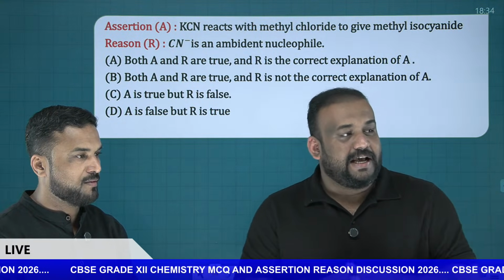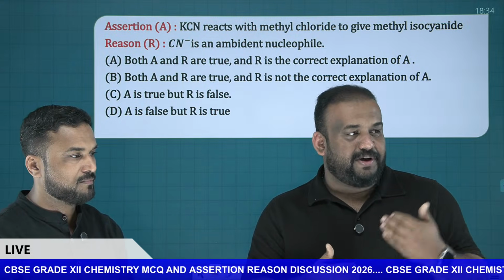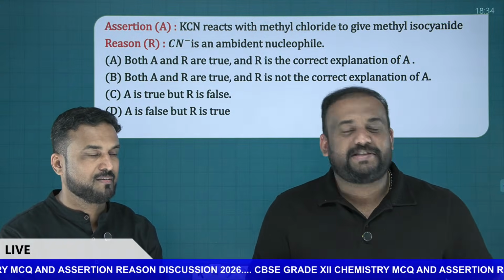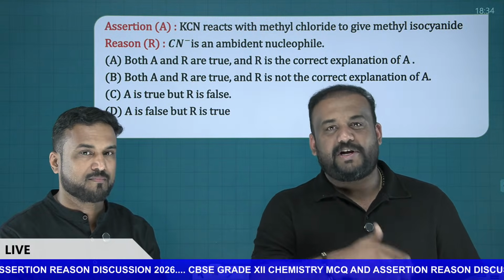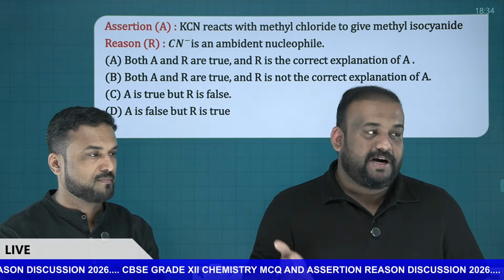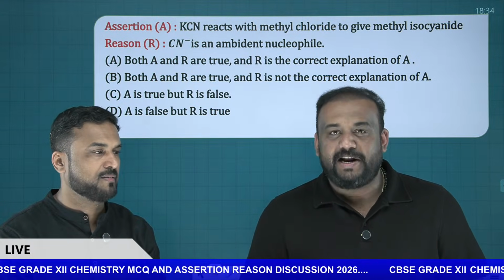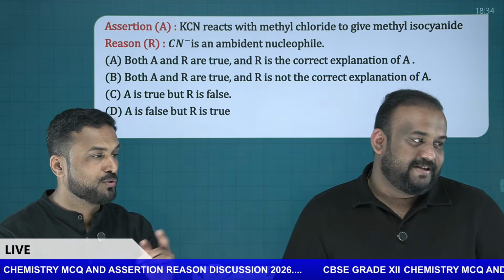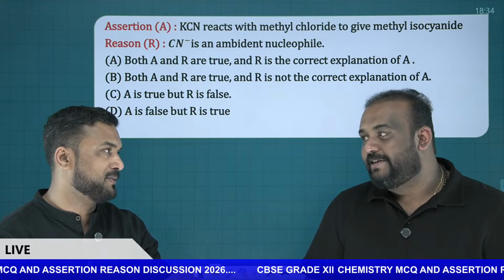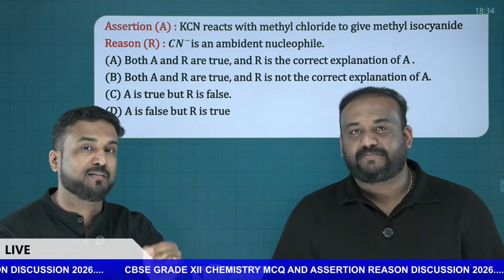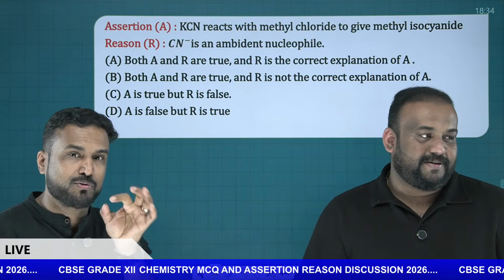Here they say KCN is reacting with methyl chloride to give methyl isocyanide. So that is not possible, because in KCN, since it is an ionic compound, both carbon and nitrogen can act as the donor. But since the carbon-carbon bond is more stable, the preferred product will be a cyanide, not isocyanide. That logic they can also ask as a question: why they justify the cyanide formation, and why with AgCN you are getting isocyanide. That reason also you have to keep in mind.